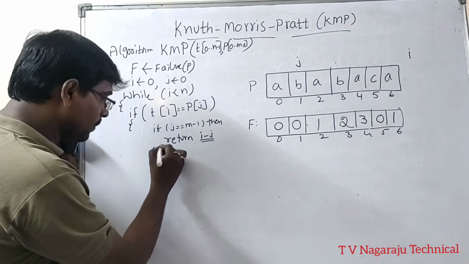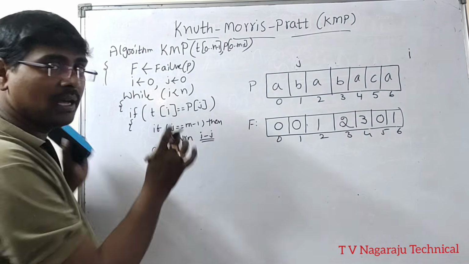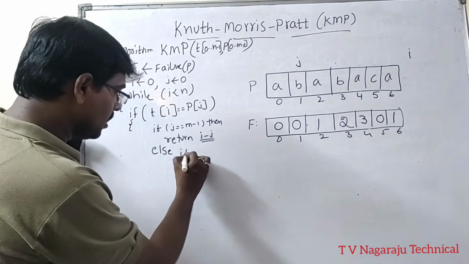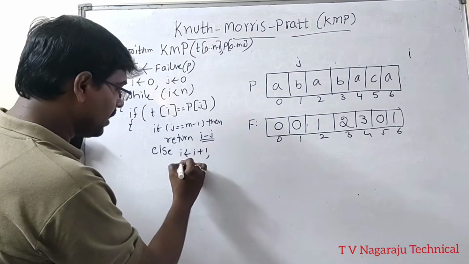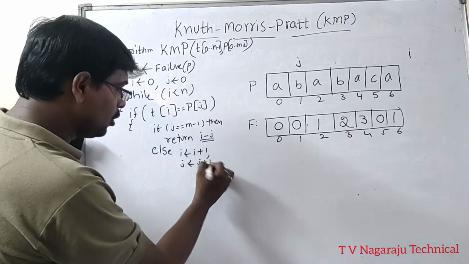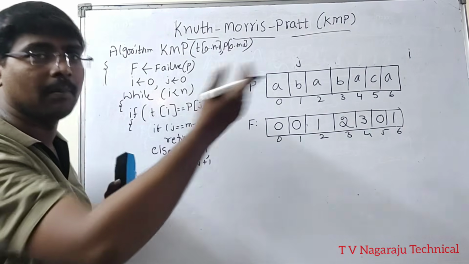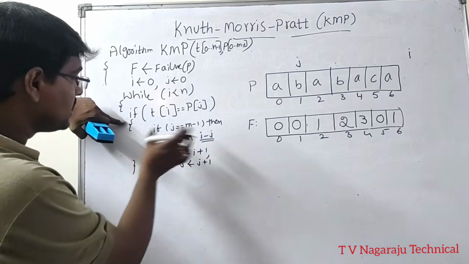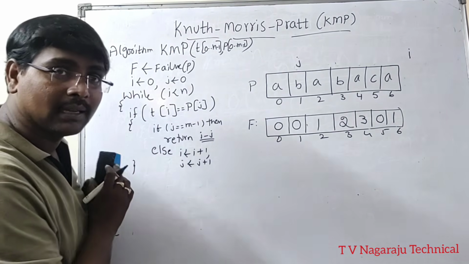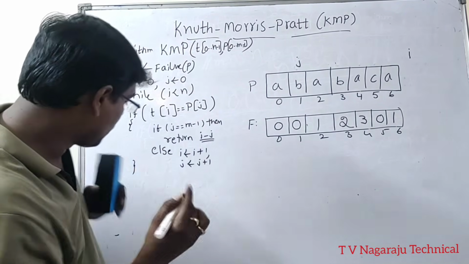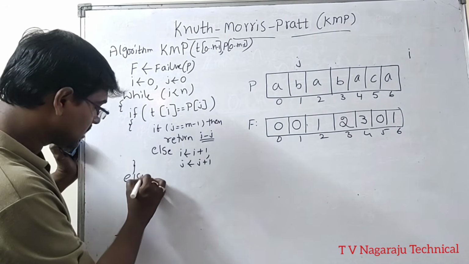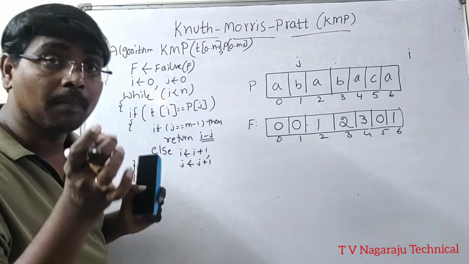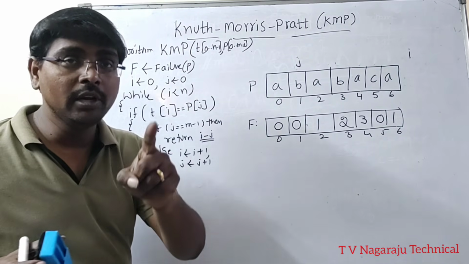For example, even though there is a match, but the end of the pattern is not reached, what happened? Simple procedure. Increment the value of i by 1, increment the value of j by 1 for the next character comparison. Okay, this is the thing. If the characters are matched, obviously, what is the other one? Else. Else in the sense, if the characters are not matched, then what do you need to do?